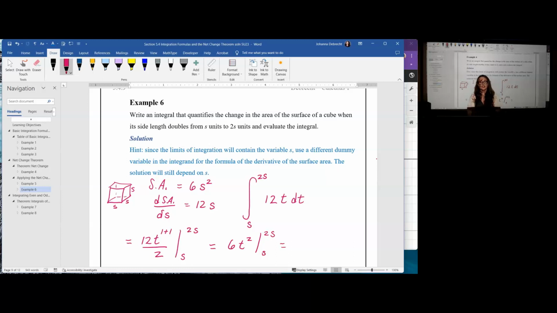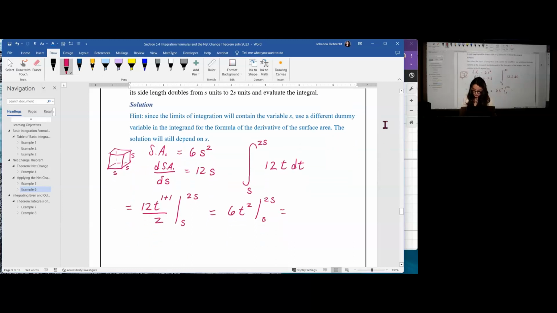I'm looking for the change in the surface area. In this case, what I'm going to do is substitute by factoring off the 6, and I'm going to substitute 2s in place of t and square it, and then substitute s in place of t and square that. This will give me 4s squared minus s squared, which gives me 3s squared times the 6 I factored out, or a net change of 18s squared units.